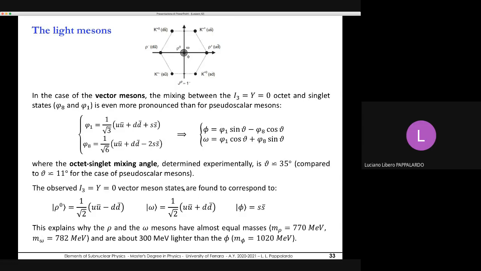So these observed states correspond to the ρ0, the omega, and the phi. And if you look now at the quark content, so uu bar minus dd bar, uu bar plus dd bar, and ss bar, these explain why the omega and the ρ have essentially the same mass, order of 770 or 780 MeV, whereas the phi meson is something like 300 MeV more heavy, so order of more than 1 GeV.